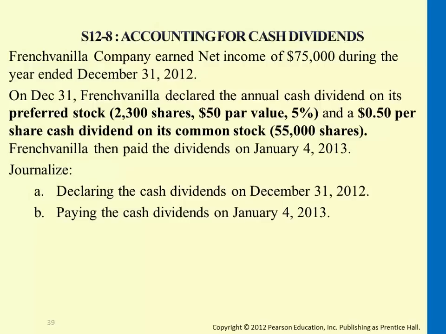Okay, how do we calculate preferred dividends, preferred cash dividends? Where do we start? Okay. 5%, and this will give you 150. What about common?